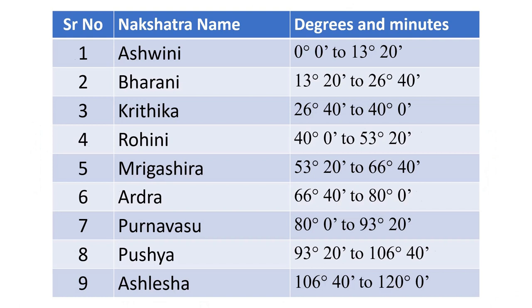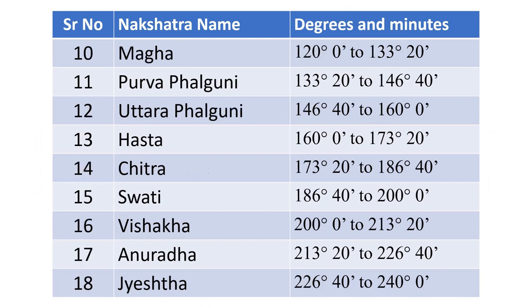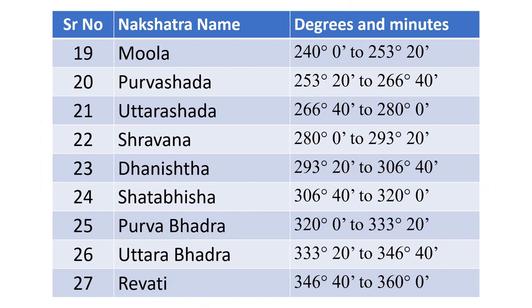The table on this next screen shows the names of the first 9 nakshatras and the degrees of these nakshatras longitudinally. For example, the first nakshatra Ashwini starts at 0 degrees and finishes at 13 degrees 20 minutes. And the second nakshatra Bharani starts at 13 degrees 20 minutes and finishes at 26 degrees 40 minutes. The table on this next screen shows the names of the next 9 nakshatras and their degrees. For example, the 10th nakshatra Magha starts at 120 degrees and finishes at 133 degrees 20 minutes. And finally, this last table shows the names of the last 9 nakshatras and their degrees. The 27th nakshatra Revati starts at 346 degrees 40 minutes and finishes at 360 degrees, which is the end of the zodiac.